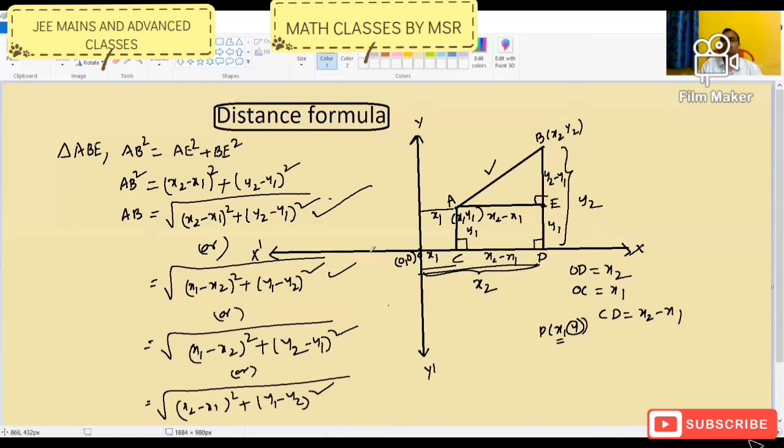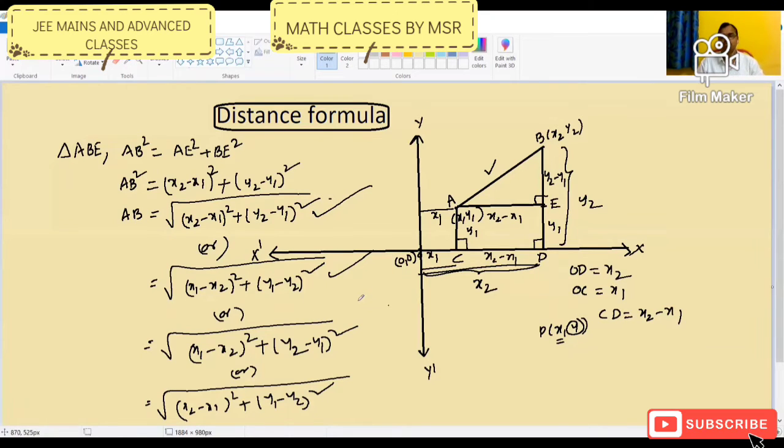You can remember either this or this. Usually we use these two. The square root of (x1 minus x2) whole square plus (y1 minus y2) whole square. That is the distance between the two points in the coordinate plane, if A is the point (x1, y1) and B is the point (x2, y2).